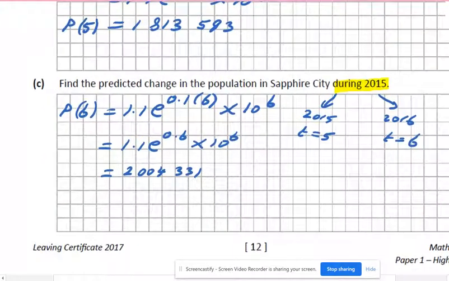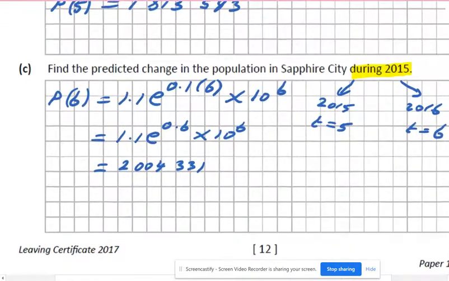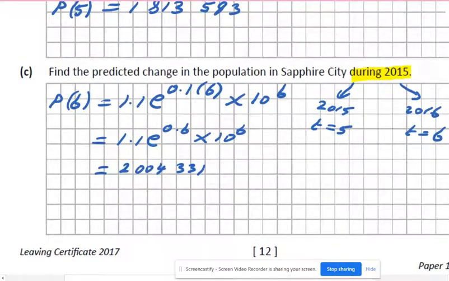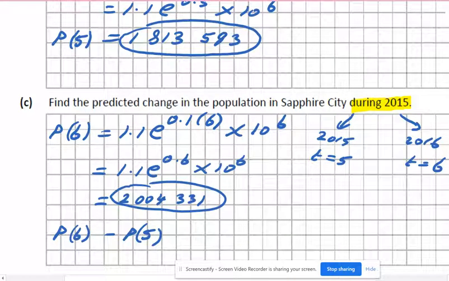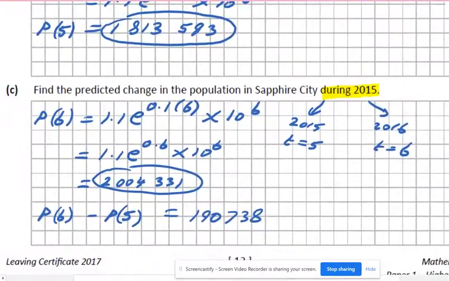So what was the change in that year in between? Well, it's just P(6) minus P(5). So P(6) minus P(5), which is our answer up here, minus our answer here. And if you put those into a calculator, you get 190,738. So that's the population change in the year 2015.